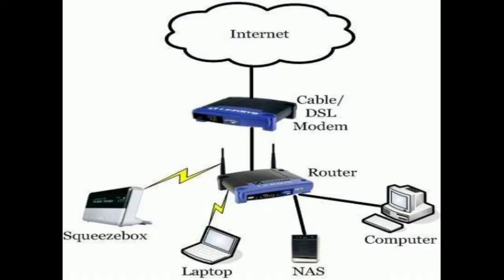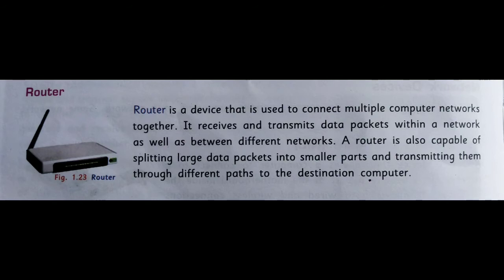So the next type of network device is a router. What is a router? A router is a device that is used to connect multiple computer networks together. It receives and transmits data packets within a network as well as between different networks. A router is also capable of splitting large data packets into smaller parts and transmitting them through different paths to the destination computer.